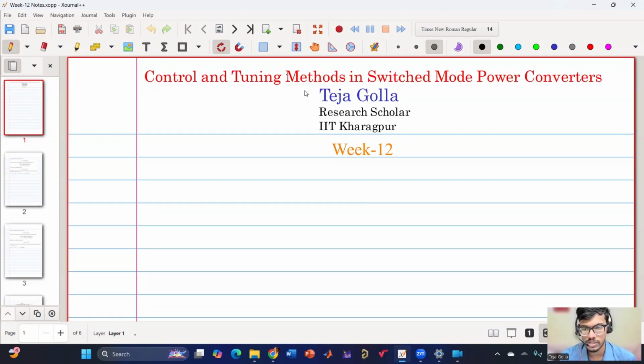There is another course of Sir, which is Digital Control in Switch Mode Power Converters and FPGA based prototyping. That is the continuation of this course, where Sir has explained the digitization and how to implement the digital control of a switch mode power converter using FPGA.